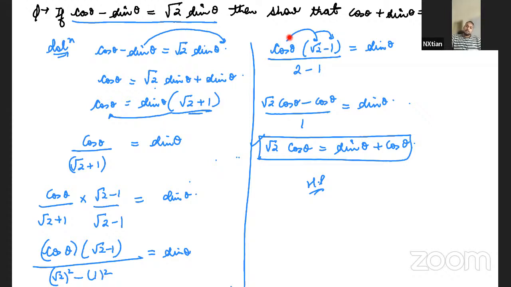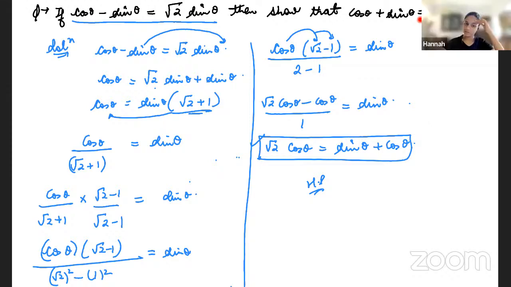Now cos theta will multiply with both the numbers, so it becomes root 2 cos theta minus cos theta, equal to sin theta. Now this minus cos theta will become plus cos theta. So root 2 cos theta is equal to sin theta plus cos theta. That is the thing I had to show.